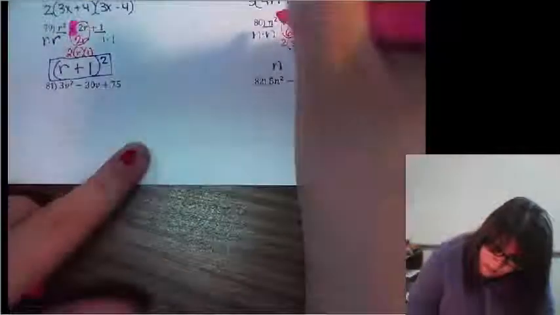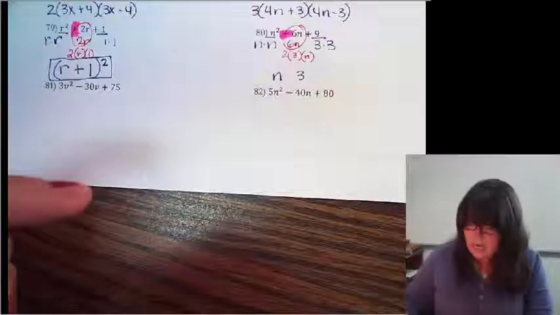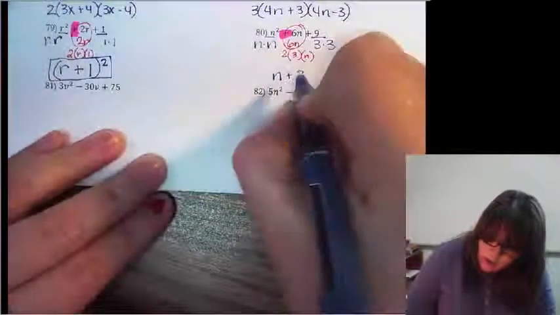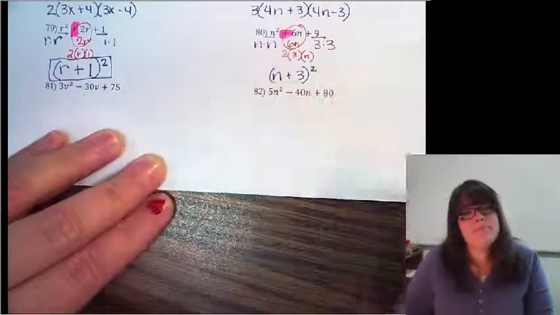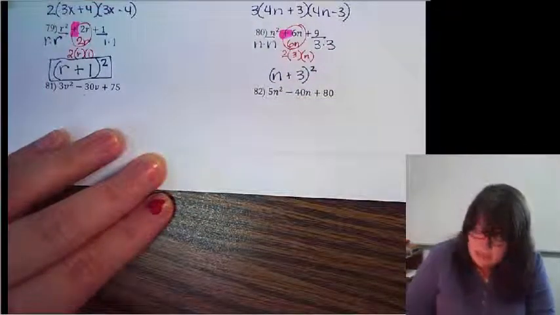I'm going to join them using the first sign. Whatever that first sign is, that's what goes in the middle. Pop them in parentheses and square it. And there you have it. That's how you factor it.